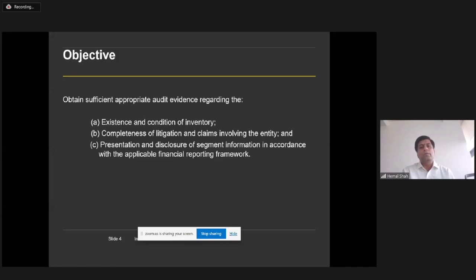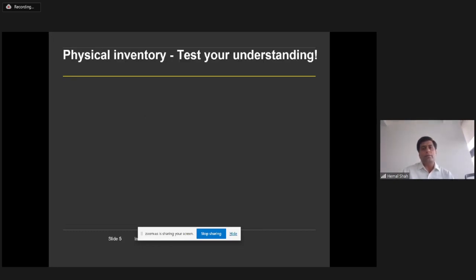The whole idea of this auditing standard is to guide the professionals, especially the audit firms and auditors, on different aspects. Whether it is related to inventory, on the existence and condition of inventory, what auditors should do for physical verification, and what procedures an auditor should follow for inventory verification. Second is completeness of litigation and claims. How does the company provide the information? In what manner should the auditor ask for the information? How should the auditor ensure completeness of litigation and claims? And finally, the presentation and disclosure of segment information. So these are the three critical aspects covered under this specific auditing standard.